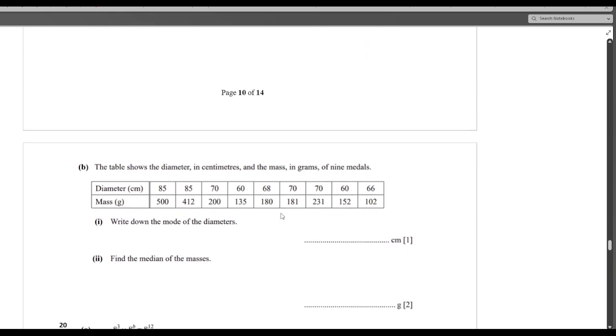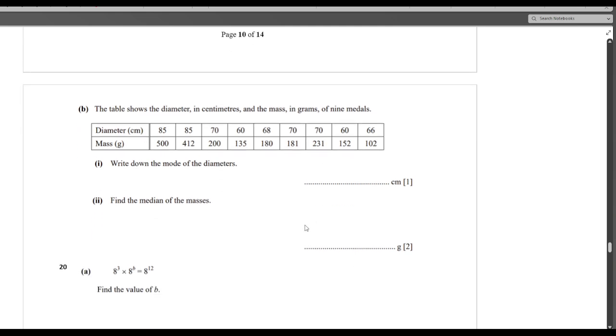Now part B of the question. The table shows the diameter in centimeters and the masses in grams of 9 medals. Write down the mode of the diameter. So for the diameter, you see 85 is repeating 2 times, 70 is repeating 3 times, so the mode is 70. The number which repeats the maximum number of times is the mode.